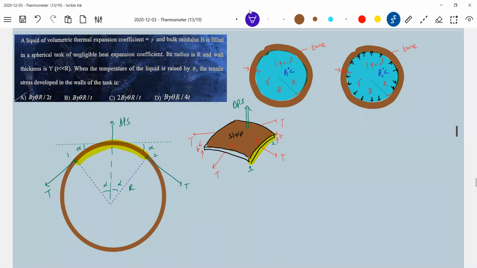So the equation will be 2 into 2T sine theta. You have to ask questions. Okay, 2T sine theta. Okay, fine. 2T sine alpha. Vertical components will balance this. Why this 2? Anybody?